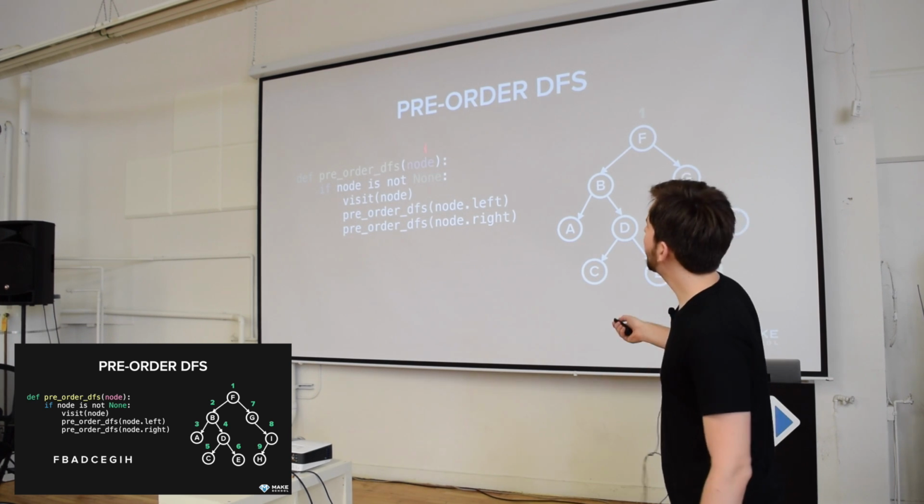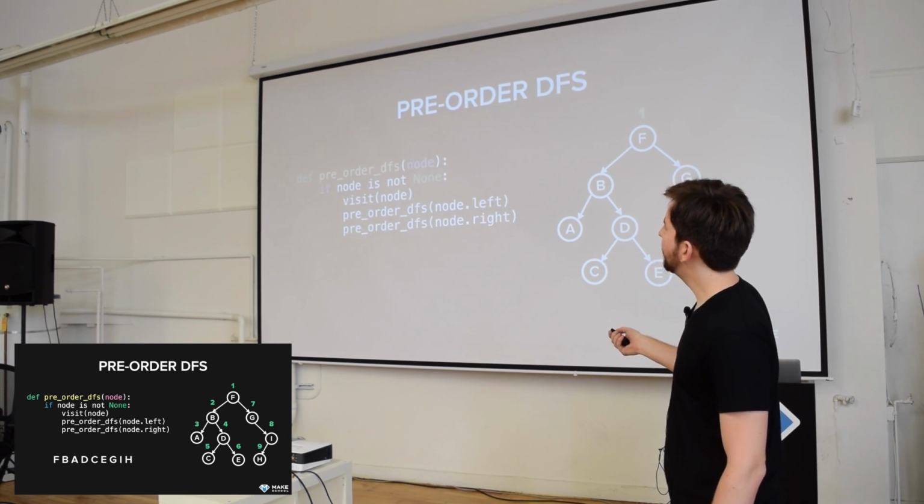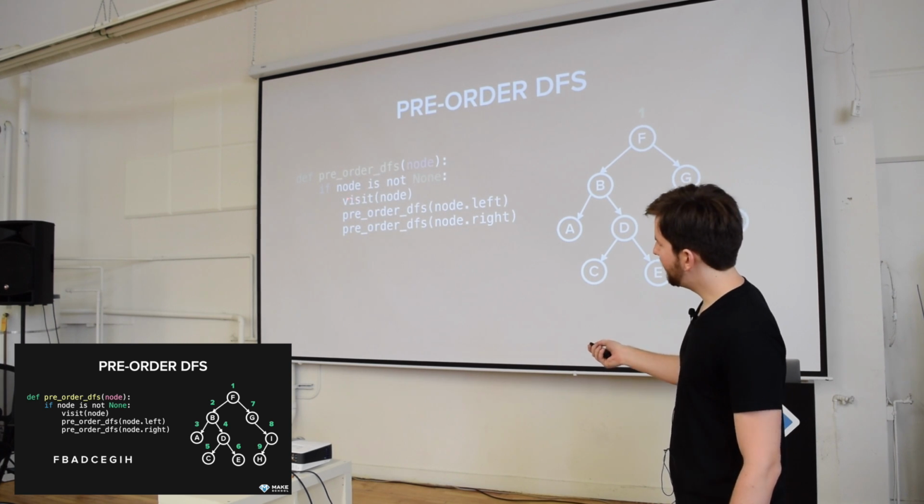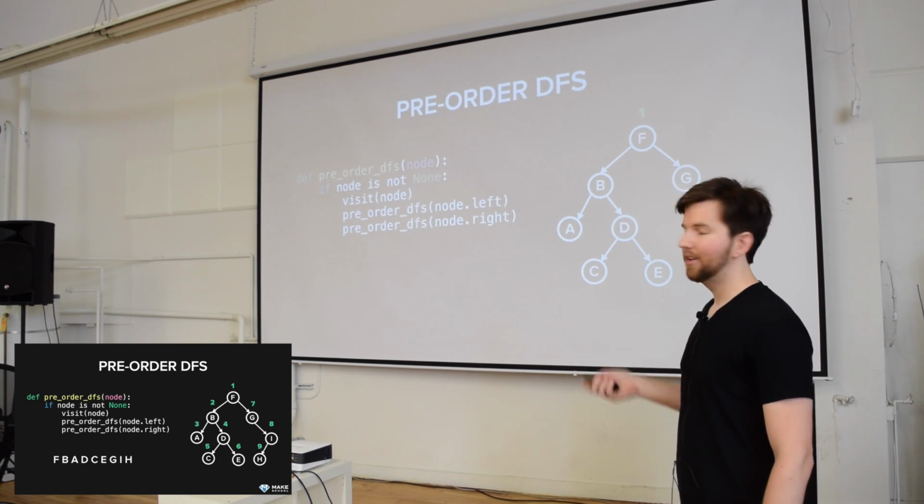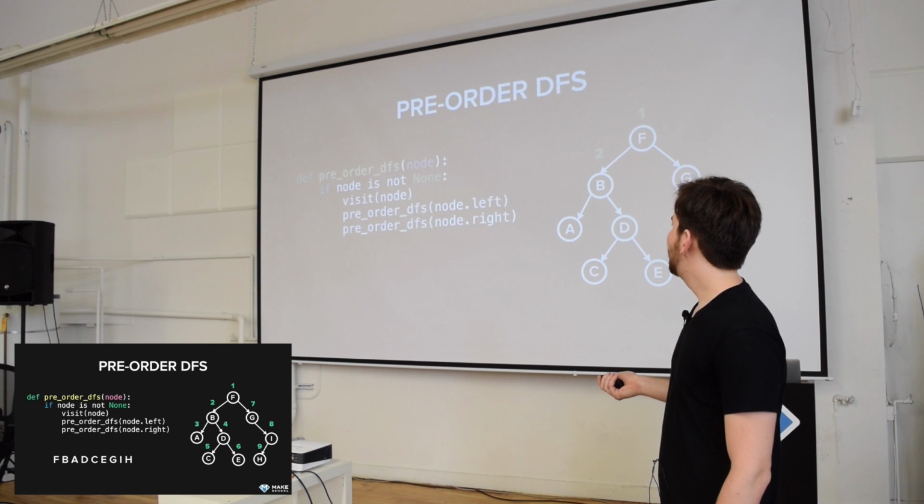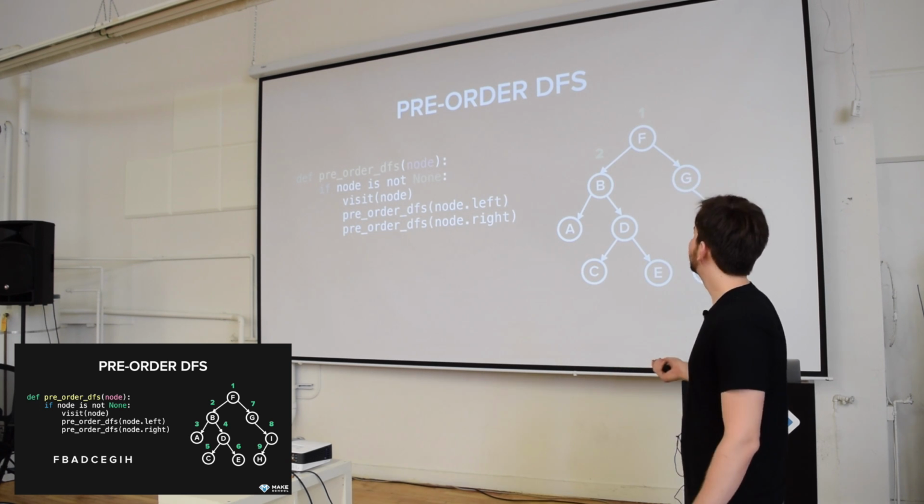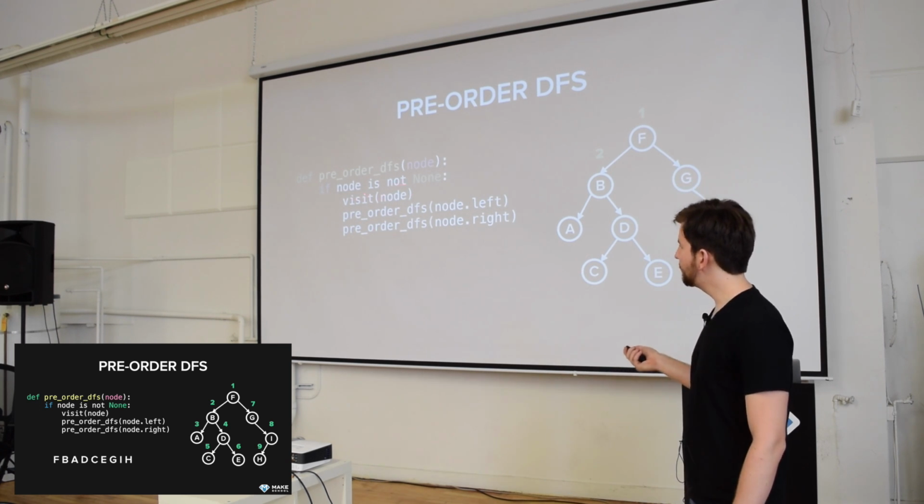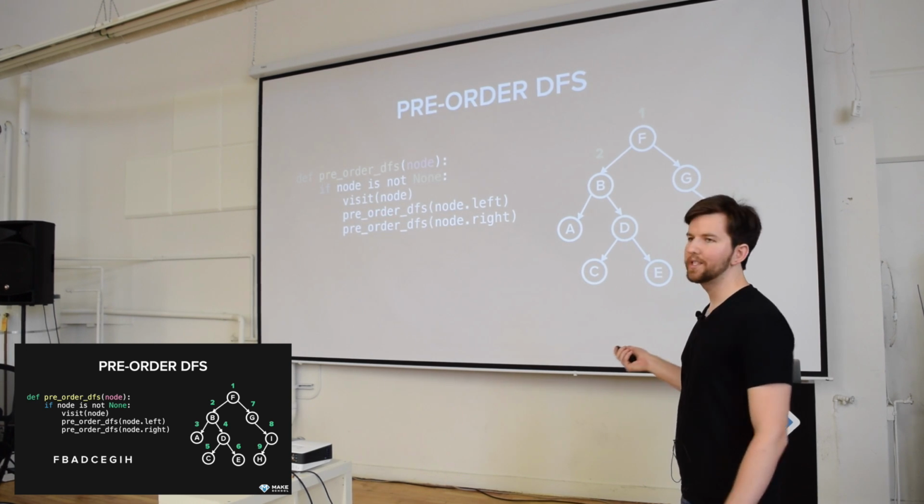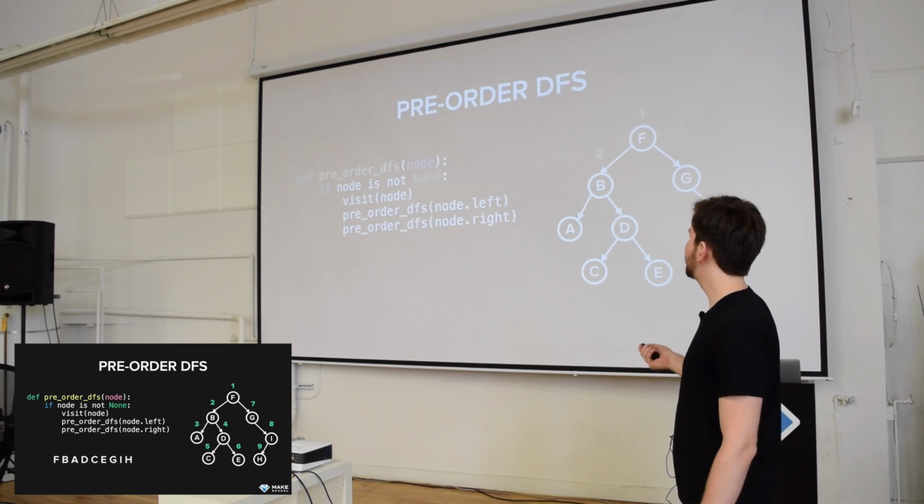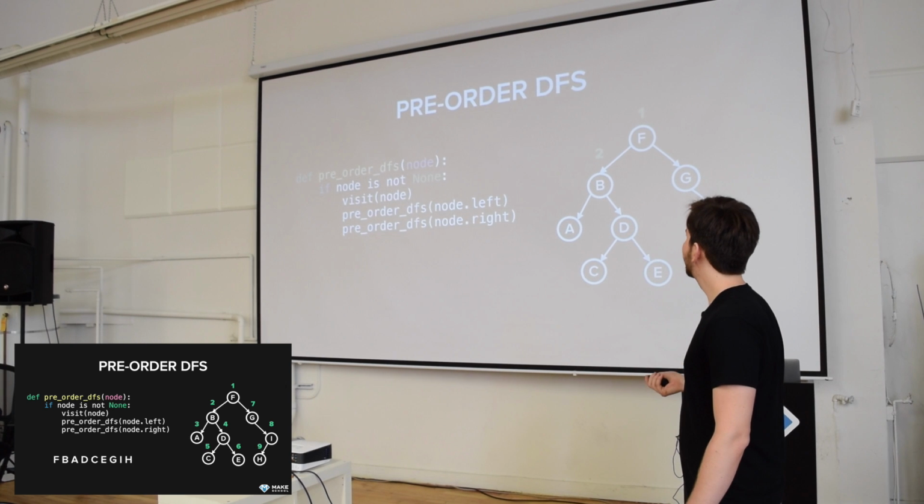And so when we call that, that means B is the parameter here, B is not none, and then we're going to visit B. Okay, cool. So what about now? We're currently on B, we just visited it. What's next? Well, we're going to call preorder depth first search on B's left child.